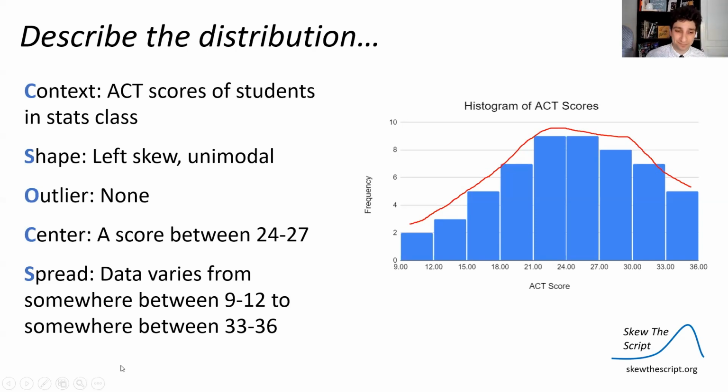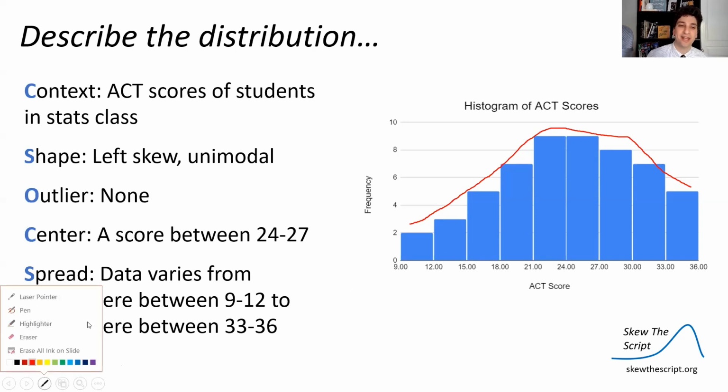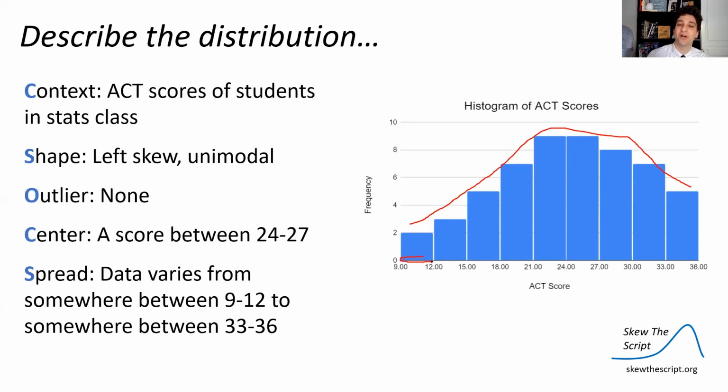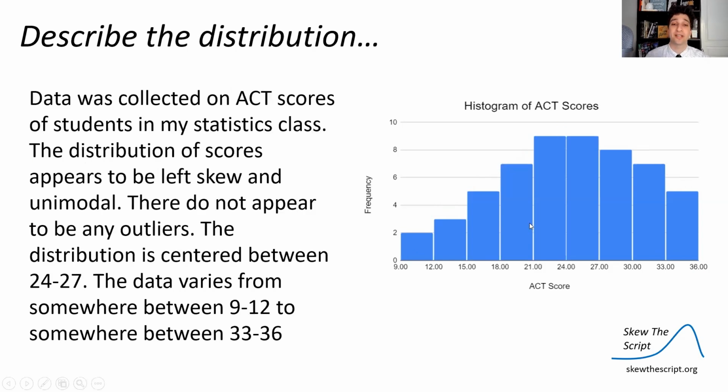For a histogram, we see here that there's actually a range in the minimum and a range in the maximum, meaning there is a little bin here between 9 and 12 as our lowest values, and between 33 and 36. We don't know the exact values in those bins. We just know that there are some values between 9 and 12, and there are some values between an ACT score of 33 and an ACT score of 36. So we see the data varies from somewhere between 9 and 12 to somewhere between 33 and 36.